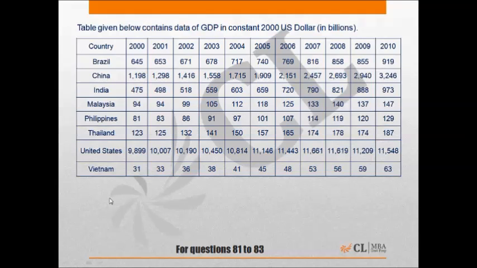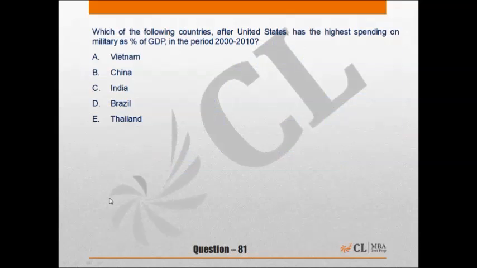Let's come to the table. It is given that the table shows the GDP of given countries during the period 2000 to 2010 in US billion dollars. We can see the GDP of China in 2002 as 1416 billions. So that's what we needed to know about the chart and table. Now come to the questions.